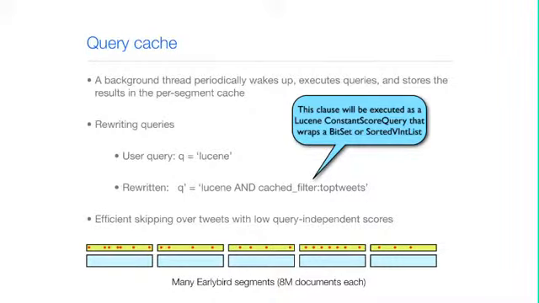Now, if you want to execute a query and find the top tweets for a user query, what we do is we say, okay, the user query, for example, is Lucene, and we rewrite that to the query Lucene, and we use the cache filter top tweets. And that filter basically is a Lucene constant score query that wraps a bit set. So what it basically does is it intersects the Lucene query with the red dots here in these yellow boxes.